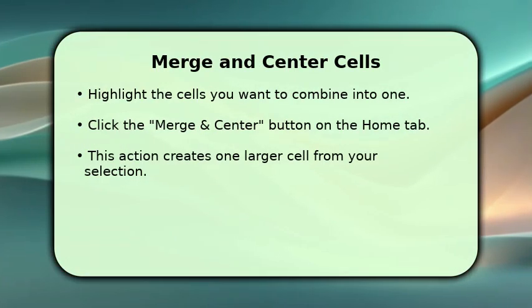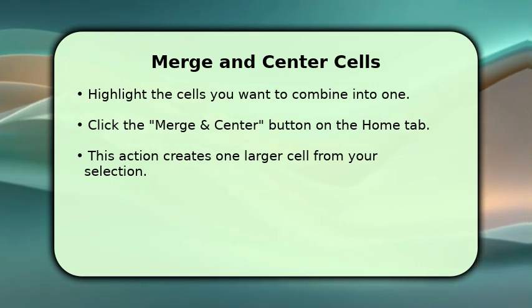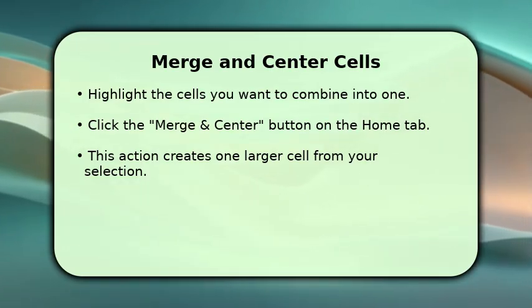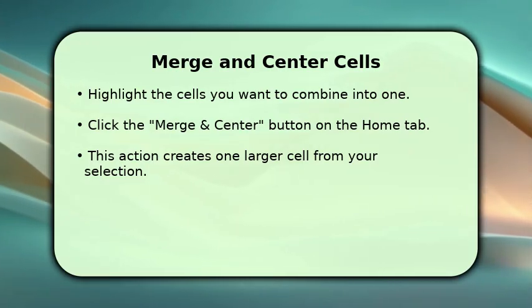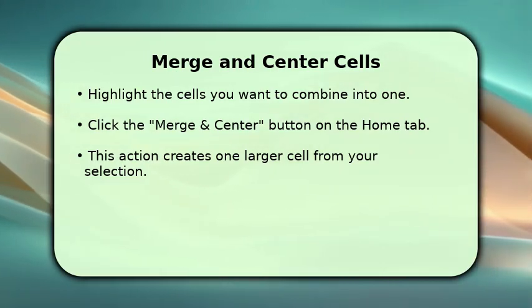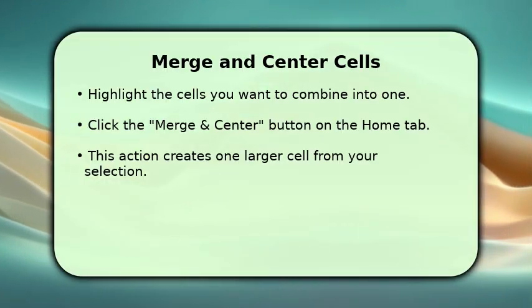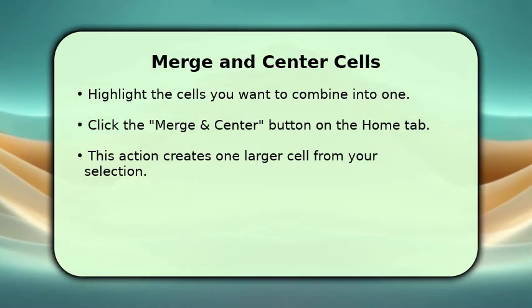The Merge and Center feature is perfect for creating prominent titles or labels that need to span several columns or rows. When you merge cells, they become one single, larger cell, and the content from the top leftmost cell is automatically centered within it. While powerful for visual impact, remember that merging can sometimes affect other Excel functions, so use it thoughtfully for optimal results.